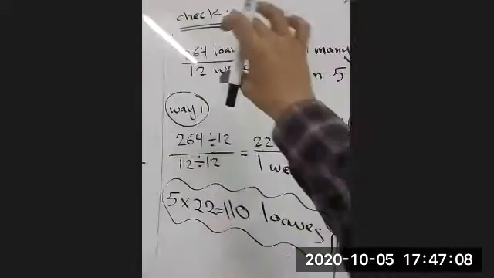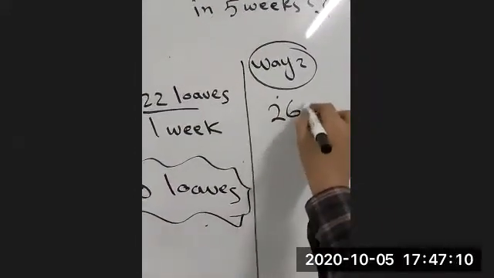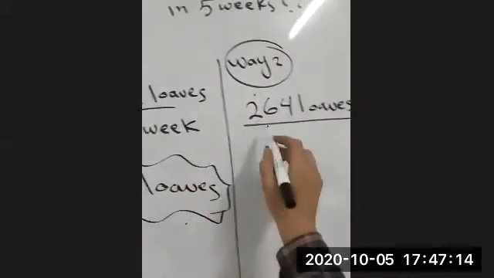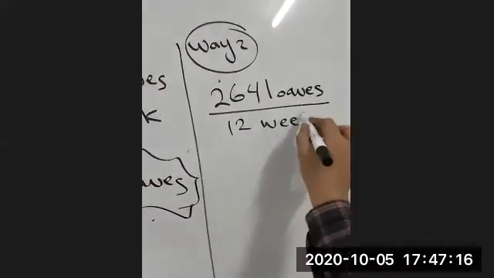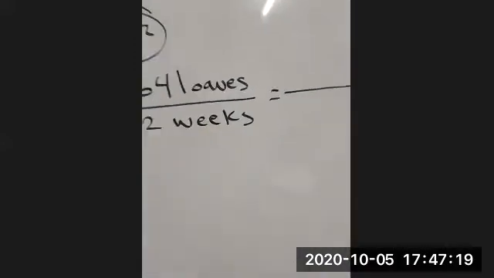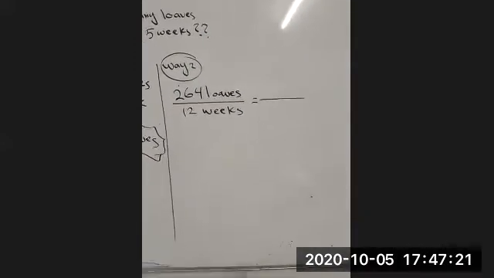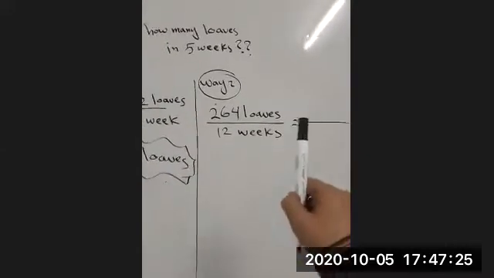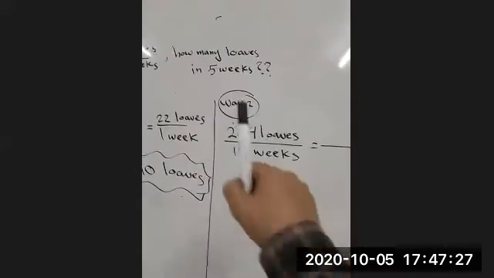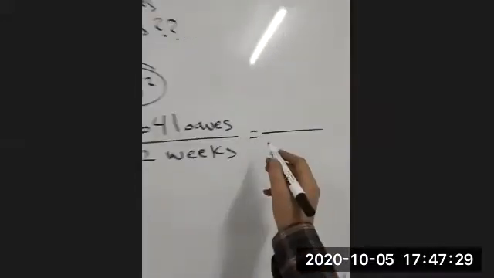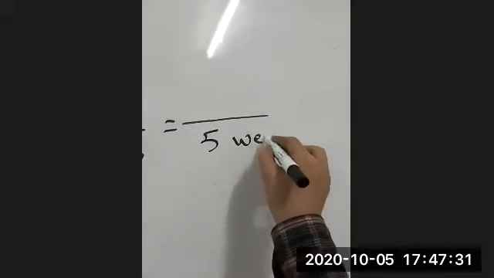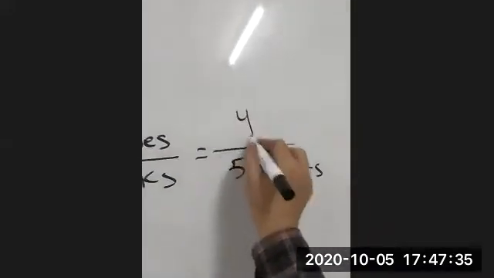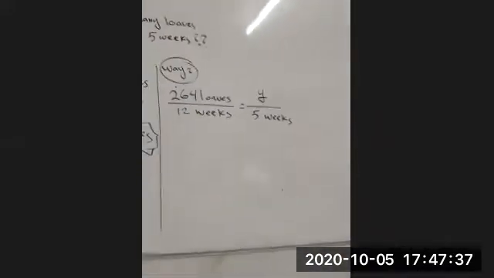Okay, I will take the rate 264 loaves in 12 weeks, and we put equal, and we prepare another rate. The rate will be the question and the given. The given is 5 weeks. And the question wants how many loaves. So up, I will put what? My variable y or any other letter.